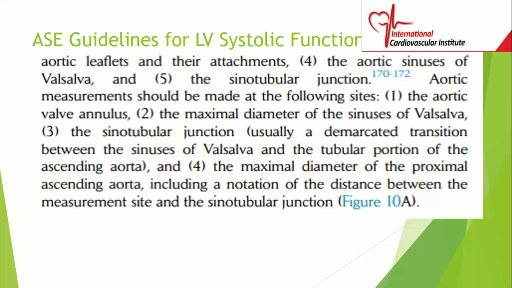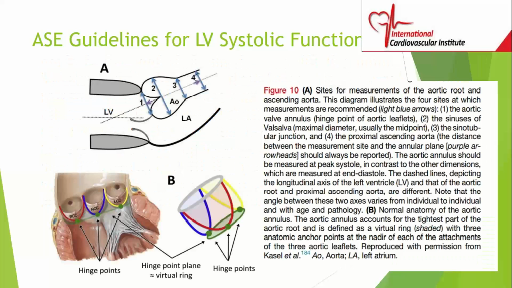The aortic measurements should be made at the following sites. The aortic valve annulus, so you're going to measure the annulus. You want to measure the maximal diameter of the sinuses of Valsalva. You want to also measure the sinotubular junction, and that is where the sinus and the tubular portion meet. And then you're going to look at the maximal diameter of the proximal ascending aorta. So those are the measures. You want to get all those measurements, and it's very important.